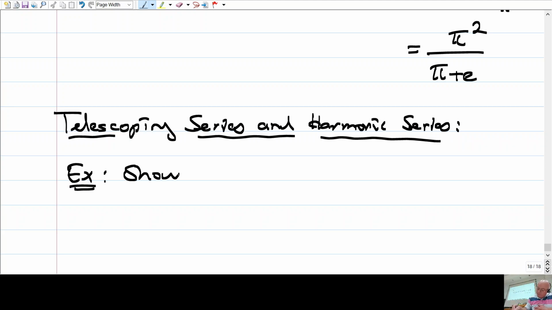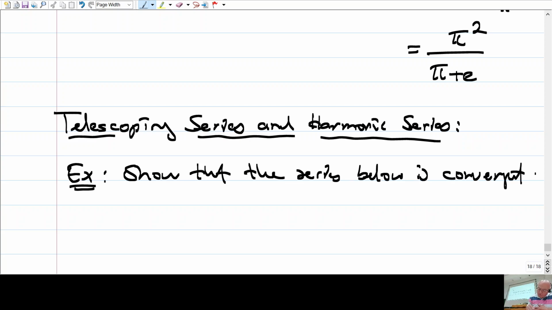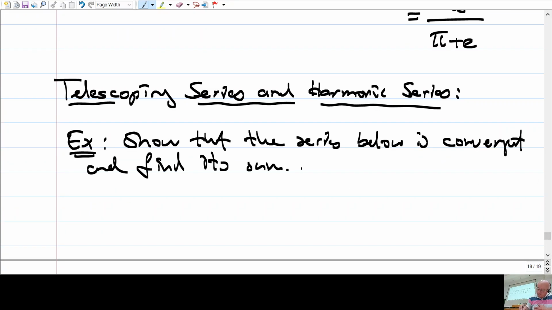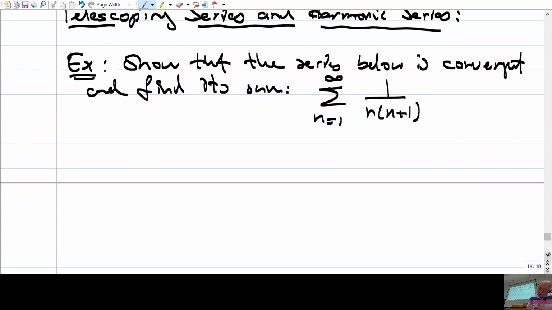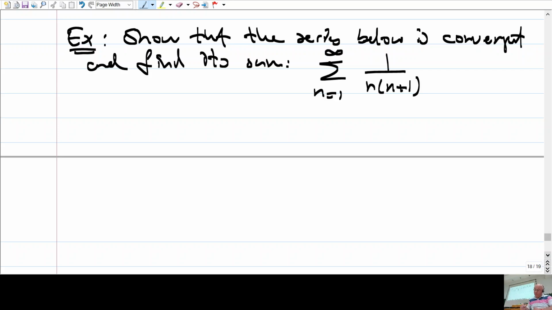So show that the series below is convergent and find its sum. So let's do that. The series is this. N from 1 to infinity 1 over n times n plus 1. Okay. How can we do this? Well, solution.